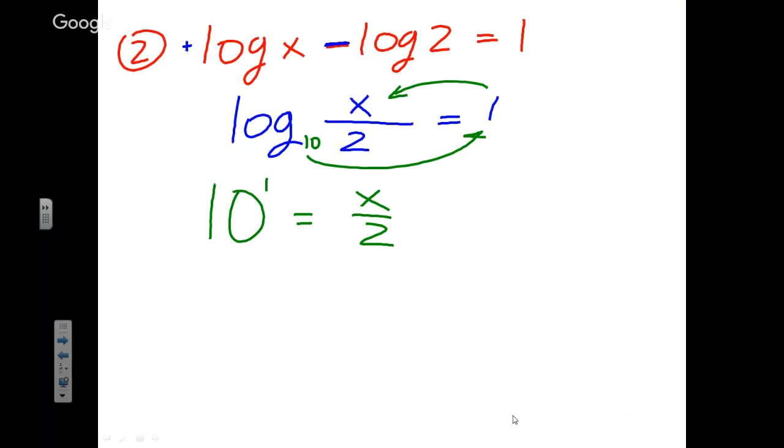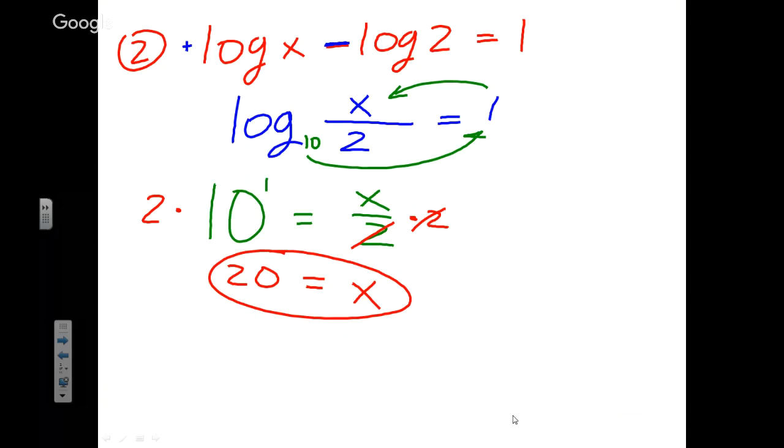Anytime we have a number or anything down here in the bottom, our first step is to get rid of that. Okay? So we're going to get rid of that by multiplying by 2 on both sides. So even if there was a variable down there, we would do that first. So 2 times 10 raised to the first is 20. And there's our solution. Again, if you had version B, number 2's answer should have been 20. Okay.